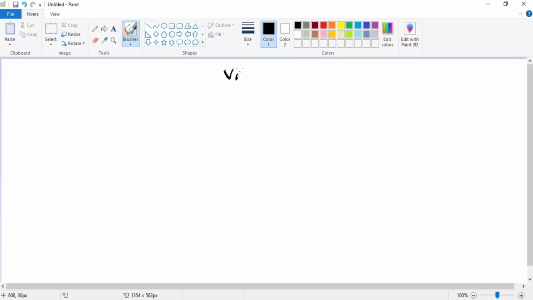That is viscosity. Viscosity of the fluid. To understand this concept in a simple way, I am explaining one example.